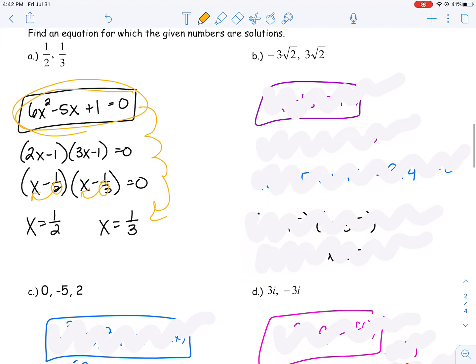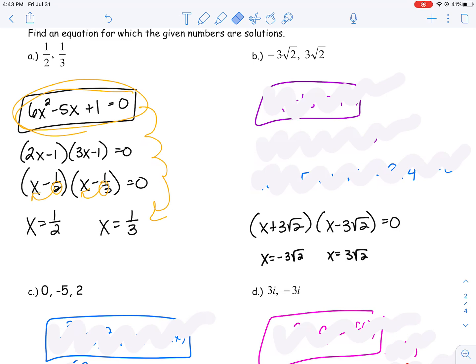Look at B. All right, these answers look a little bit different. They have square roots in them. We have x equals negative 3 radical 2 and x equals positive 3 radical 2. Now, if those were our answers, what would the previous step look like? Well, let's follow the same process. If x equals negative 3 radical 2, then that means inside the parentheses we would have x plus 3 radical 2, right? Times x minus 3 radical 2 equal to 0.